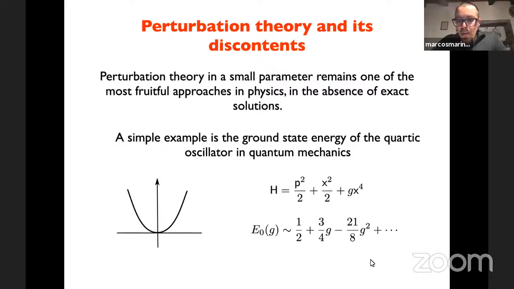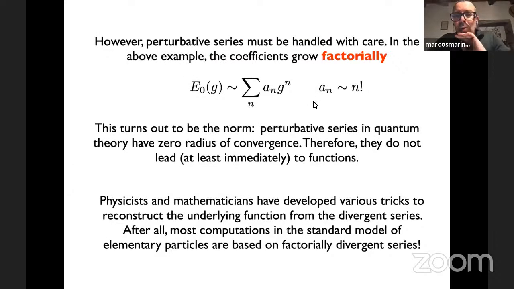Now, unfortunately for our undergraduates, this perturbative series is actually not convergent, it has zero radius of convergence, and it has to be handled very carefully. And the reason is that when you look at the coefficients of this series, you will see that they grow factorially. This can be actually established rigorously. Also, unfortunately for us, this is not just an exotic example, it's the norm. Perturbative series in quantum theory have generically zero radius of convergence. So they do not really define functions, at least on your nose. So you have to do something about it.